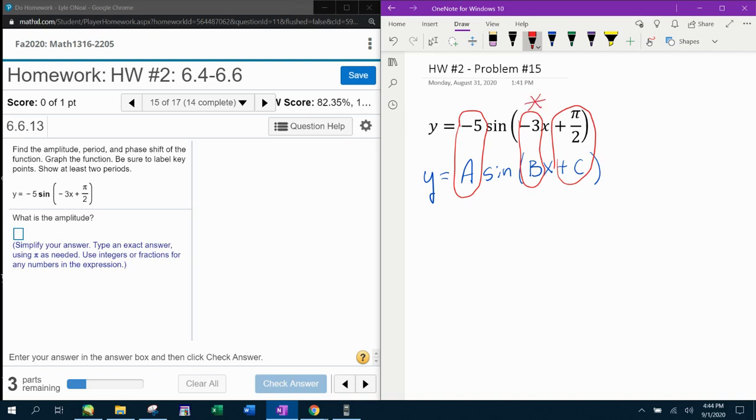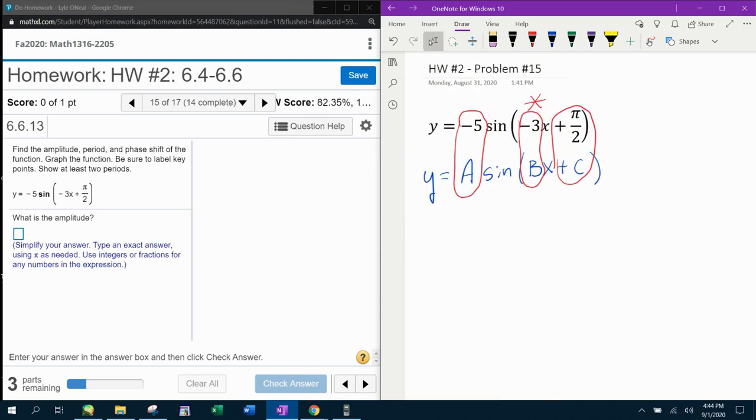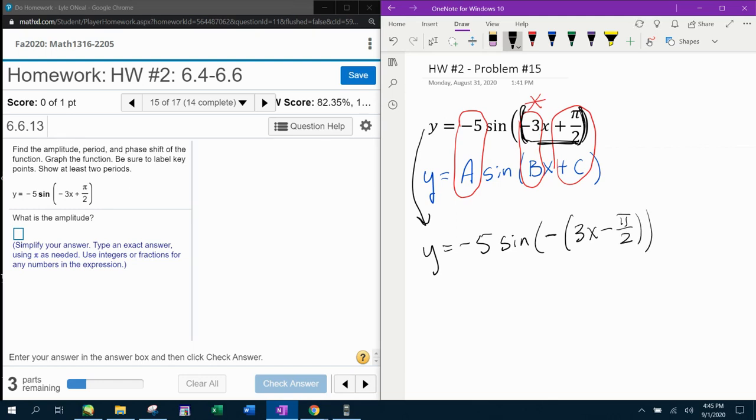But this right here, this is a problem, okay? So this is where I've got to say, warning, danger, Will Robinson. Anytime this value of b is negative, you're going to have to deal with that because b has to be positive. So let me show you what we're going to have to do in order to get that b value to become positive. We're going to have y equals -5 sine of, and we're going to take the angle, -3x plus pi over 2, and factor a negative out of this binomial. That's going to make the -3x become positive. It's also going to make the pi over 2 become negative. I'm going to have to factor that negative out. Notice now that the b is positive.